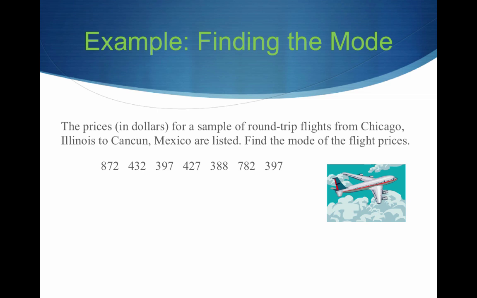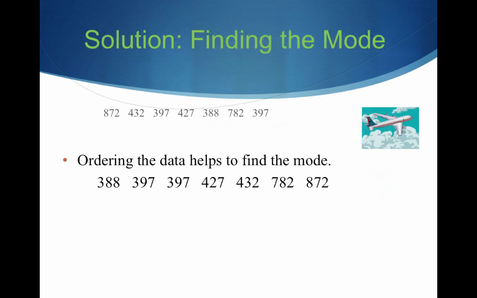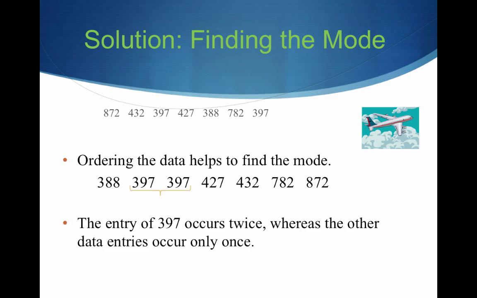So let's take a look at our flight data again. Let's find the mode of the flight prices. Ordering the data sometimes helps us see repeating numbers. Do we see anything repeating? It looks like something does repeat. 397 occurs twice, whereas the other data entries occur only once. Therefore, the mode of the flight prices is $397.